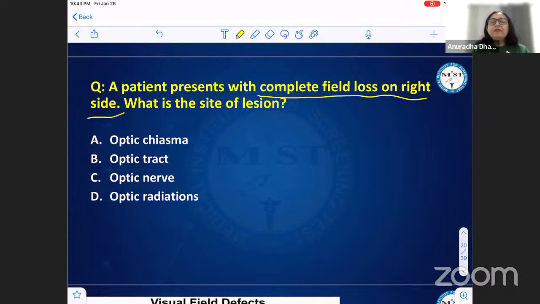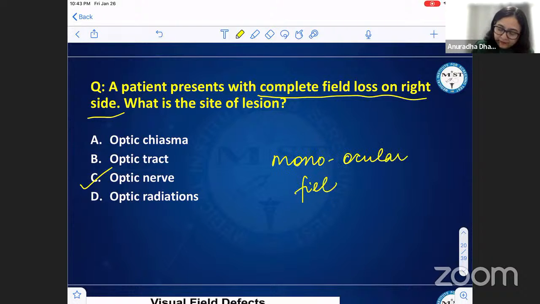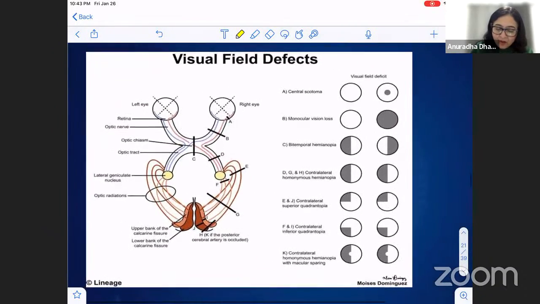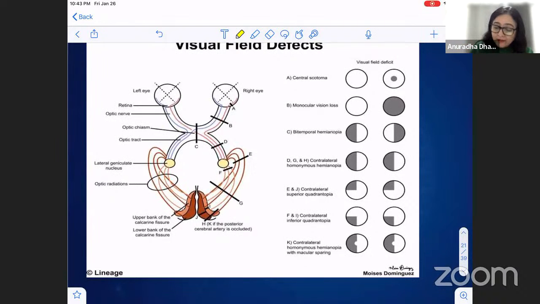Because all other parts of the visual pathway, whether it is optic chiasma or optic tract or optic radiations or occipital cortex, in all other parts there will be field loss on both sides, in both right and left eye. So here, what should be the site of lesion? Optic nerve, because it is a monocular field loss. And a quick reminder of the visual field defects, a figure which I always show to you. If it is central scotoma, it's going to be a macular lesion on one side. This was the question which they asked, that right side complete loss of field is there. It means the lesion is in the right optic nerve.